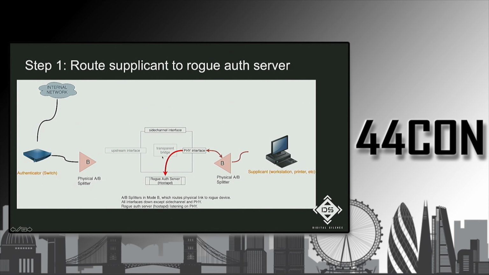But when we want to perform the attack, we bring down the upstream interface, the bridge interface, because we're not really using it, and leave the PHY interface up, and we start hostapd, listening on the PHY interface. And we put these mechanical switches both in mode B. What that's going to do is connect the switch, the authenticator, to this network interface, which is not currently up. So from the switch's perspective, nothing's connected to it. And from the supplicant's perspective, it's going to be connected to this PHY interface, which is running this authentication server. And then we essentially force the supplicant to authenticate.